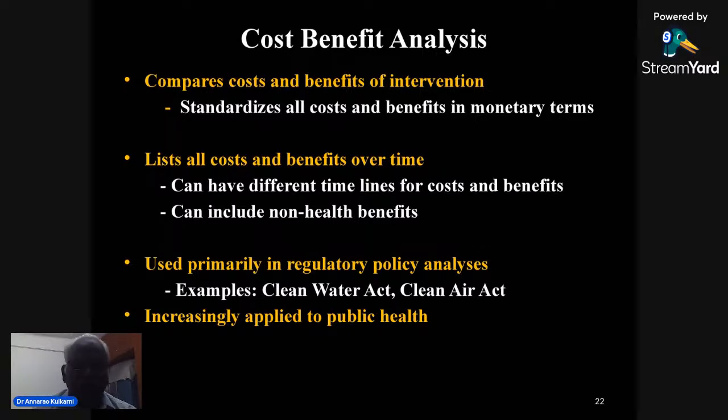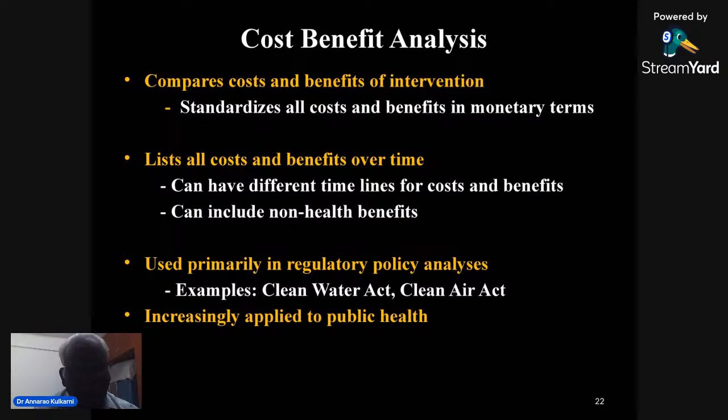So the next one is cost benefit analysis. Cost benefit analysis compares the costs and benefits of interventions. It standardizes all costs and benefits in monetary terms. Cost benefit analysis allows you to consider all the costs and benefits over time, even those beyond the length of the intervention. With preventive interventions, the costs of the intervention occur in the immediate future and the benefits occur in the distant future. With cost benefit analysis, costs and benefits, regardless of when they occur, are included in the analysis.